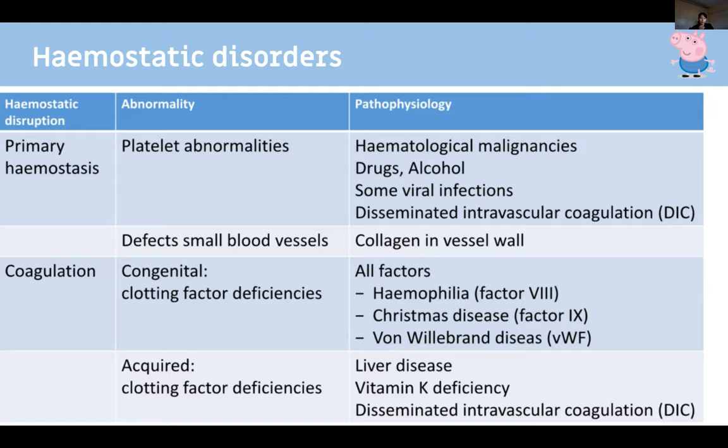Vitamin K deficiency is important because which clotting factors are affected in vitamin K deficiency? Write them in the chat. Factors 2, 7, 9 and 10. What else? Beautiful. Most of these clotting factors are produced in the liver. So when you have liver disease, you can have clotting problems. And this is a way to assess liver disease.